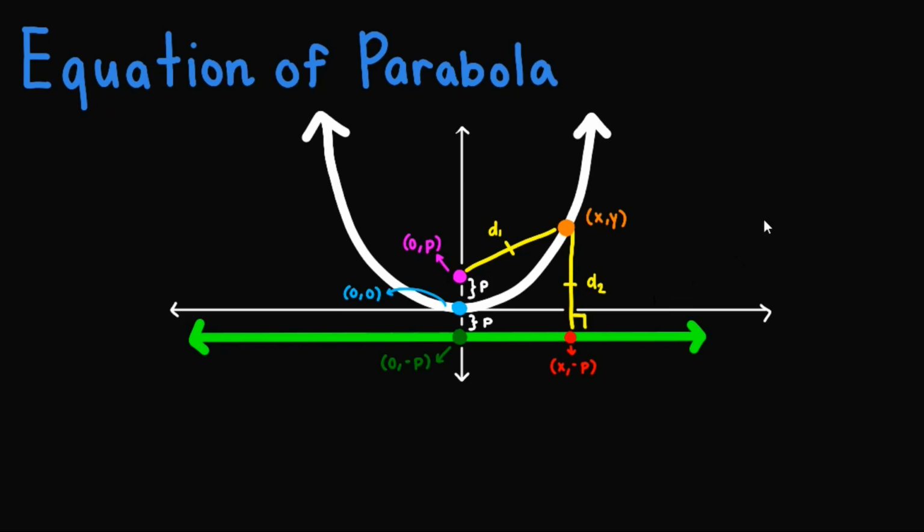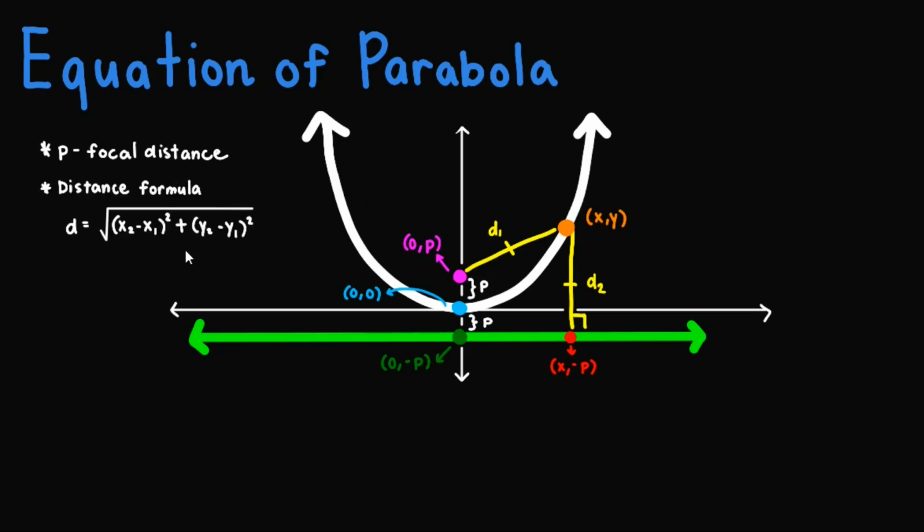But first, take note again, p out here refers to the focal distance, and we need the distance formula, so let's take note of that. So the distance formula, given 2 points, is d equals the square root of (x sub 2 minus x sub 1) squared plus (y sub 2 minus y sub 1) squared. So given this, we are now ready to derive the equation, starting with the first distance.